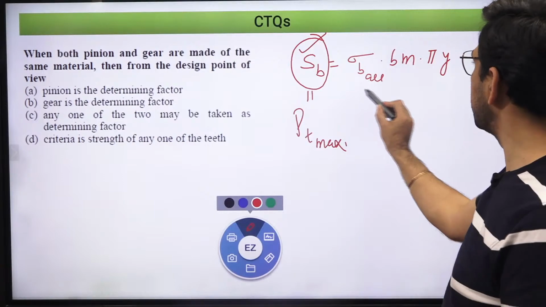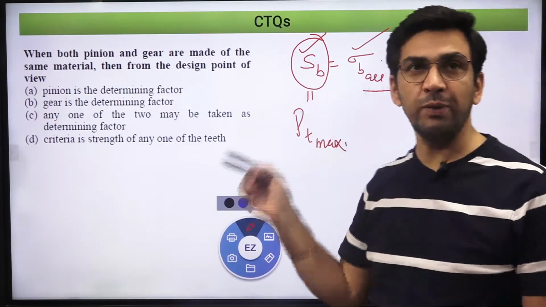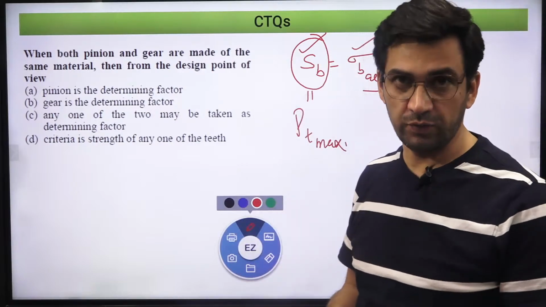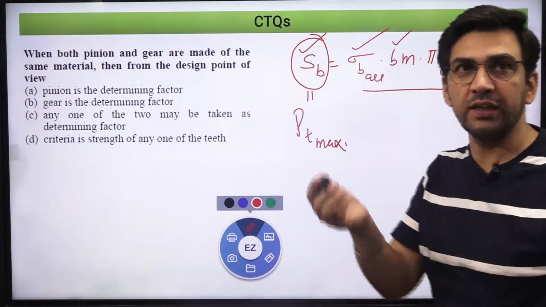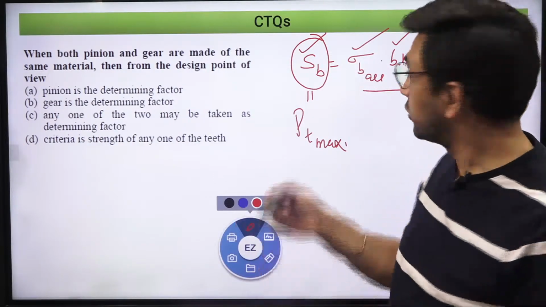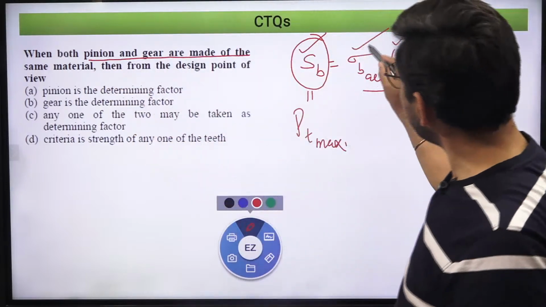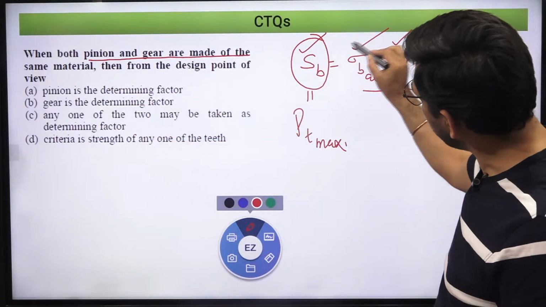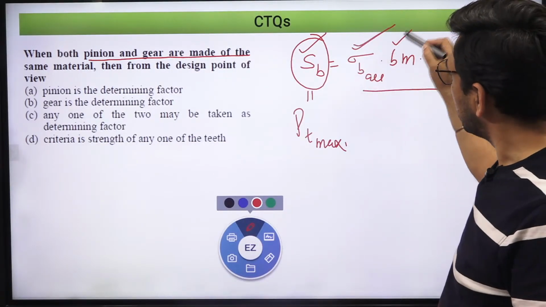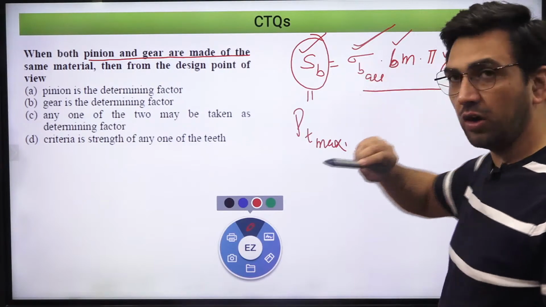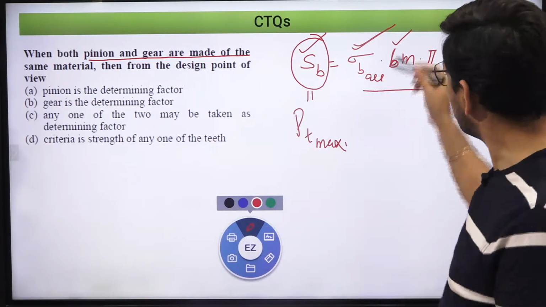So it will depend upon these factors. This is the allowable value of the bending stress. Allowable value of bending stress is a property of the material, so this is a fixed value. What about the width of the gear tooth? Whether it is a gear or pinion, provided they are made of the same material, the allowable value of the bending stress will be the same. What about the width of the gear tooth or pinion tooth? It has to be the same for both of them.